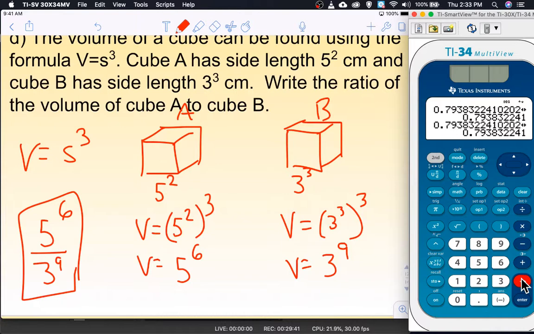In fact, now that I'm thinking about it, it definitely would not simplify at all. 5 to the 6th power is pretty big, and 3 to the 9th power is big too. They're both really, really big numbers, like 15,000 something over 19,000 something. It doesn't simplify. I would leave it like we have here.